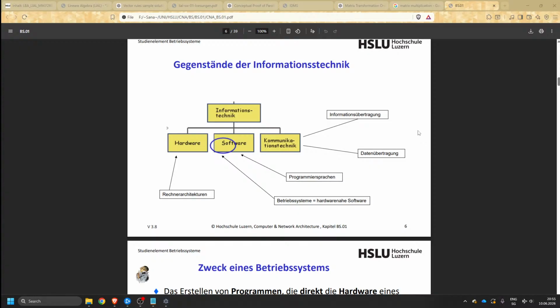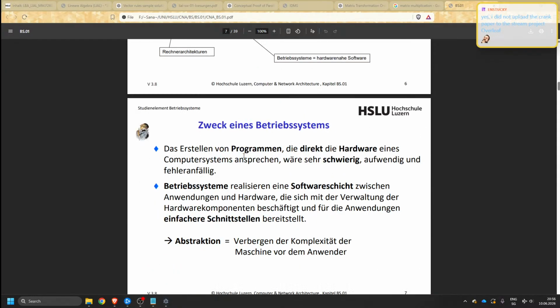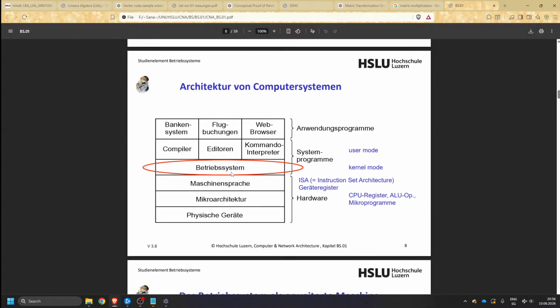Okay, so I need to memorize this. To create a program that directly communicates with the hardware of a computer would be very difficult and a monstrous task. It would be extremely hard to make code that directly talks to the physical components of a system, and it is error prone. An operating system is simplifying this. These are the basics.